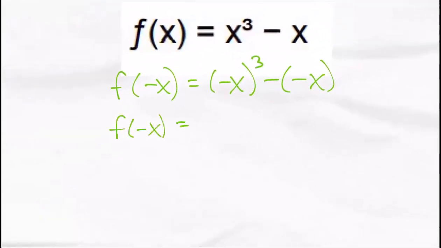So what happened over here? Negative times negative is positive. Positive times negative is negative. And negative makes a positive. So now I'm going to check what happened here. It looks like it changed.